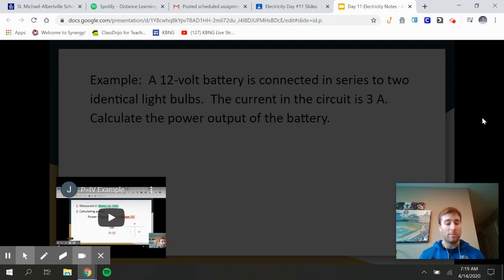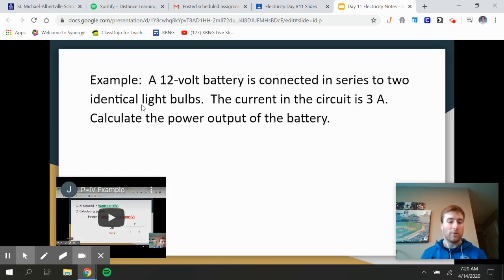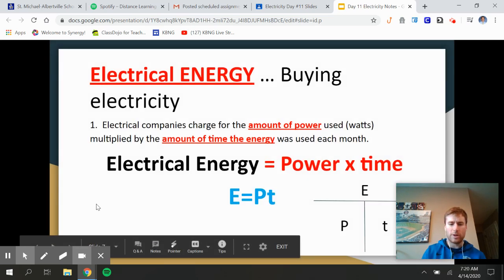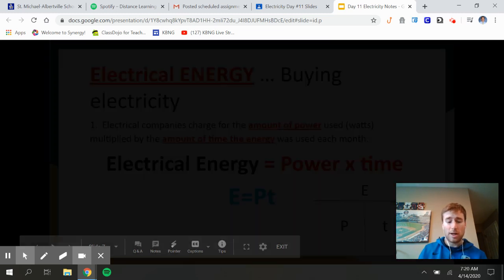So there's an example video right down here for this next slide. The example gives us a 12-volt battery connected in series. That doesn't really matter, but you need to know that there's 12 volts, 3 amps, calculate the power. The video walks you through how to do that and gives you the answer there too. Try it on your own before you give it a shot on the video.